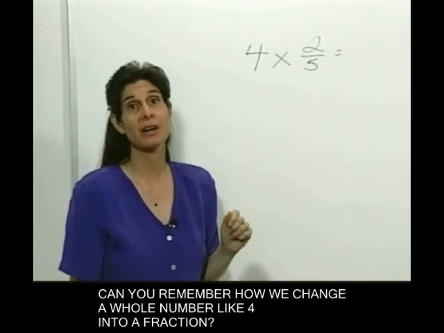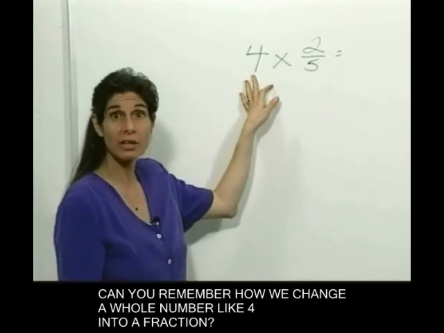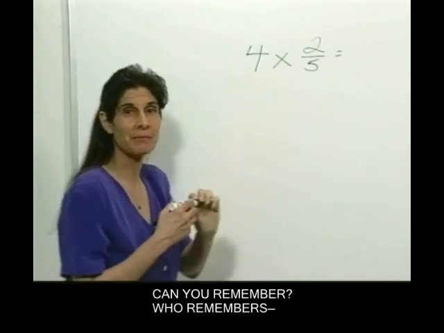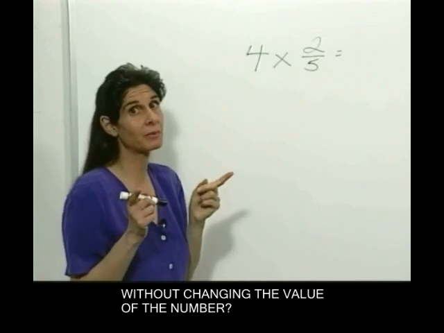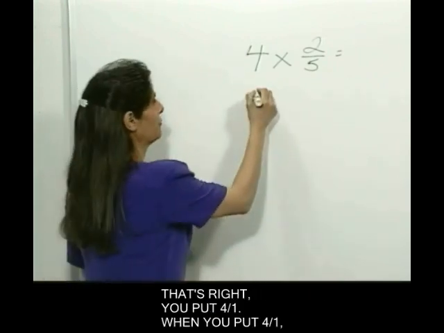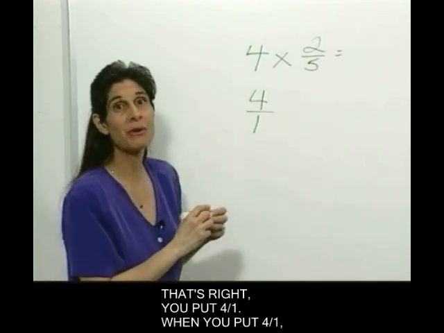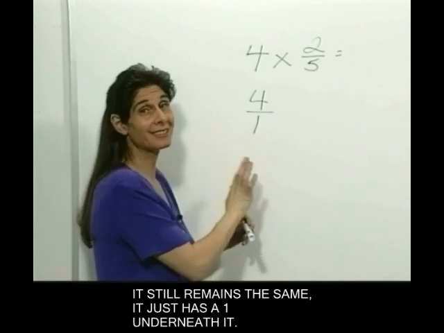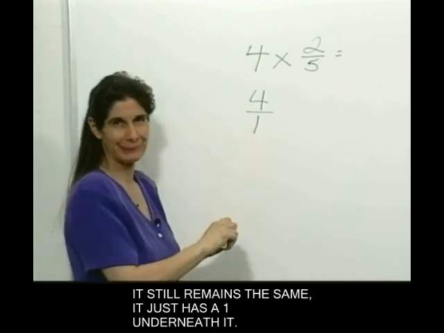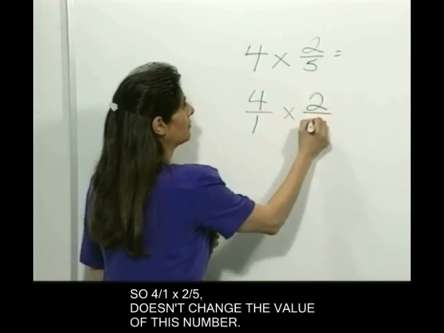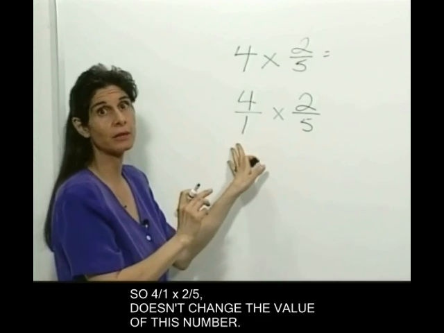Can you remember how we change a whole number like 4 into a fraction? Who remembers? Without changing the value of the number. That's right, you put 4 over 1. When you put 4 over 1, it still remains the same. It just has a 1 underneath it. So 4 over 1 times 2 over 5 doesn't change the value of this number.